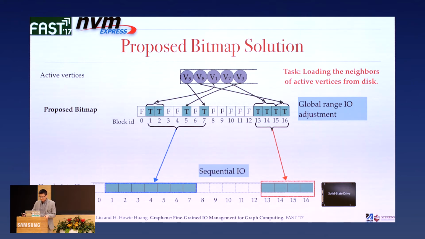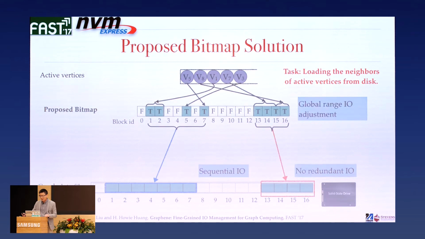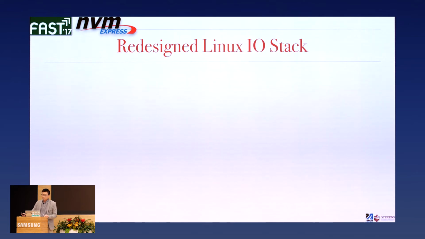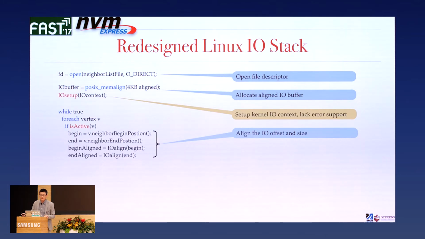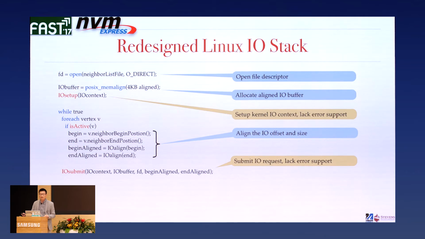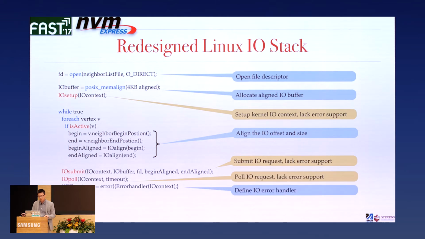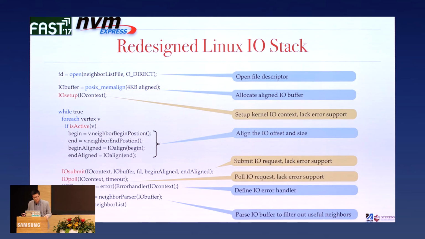So there's no redundant I/O, definitely. And then here we use AIO to redesign the Linux I/O stack so that your computation can be better dealt with. How we do that: we open the file, we do a little bit of POSIX memory alignment, and we set up the I/O context. Then we assume which vertex is active, do a little bit of alignment, and fetch the data by I/O submit and I/O poll, and then we do the computation.